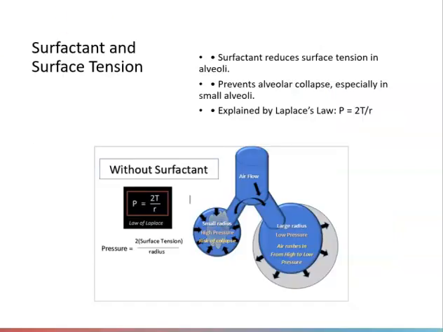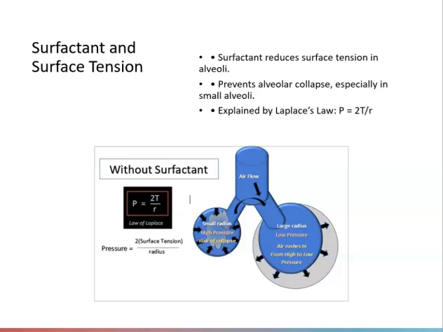Now we're going to hit a little bit on surfactant, surface tension, and Laplace's law. The alveoli are lined with a fluid that creates surface tension, which without a solution causes the alveoli to collapse. So that's where surfactant comes in. It's a substance produced by type 2 alveolar cells and reduces surface tension.